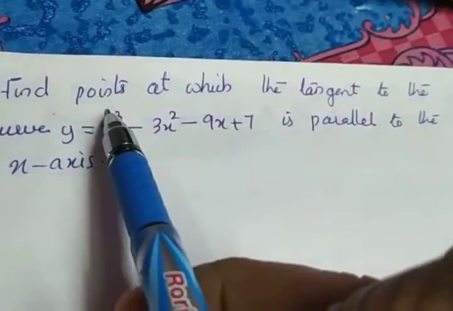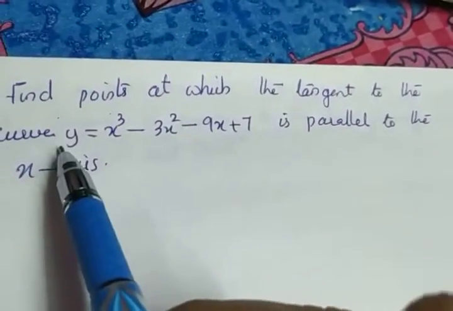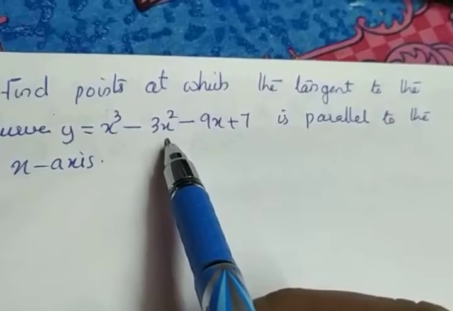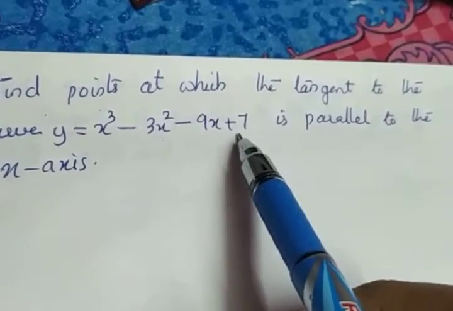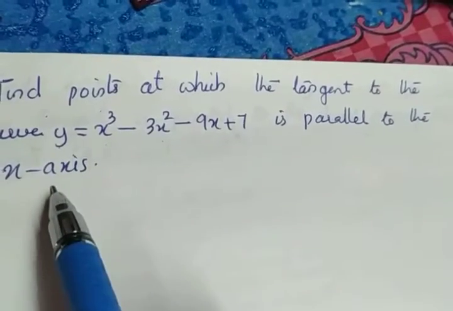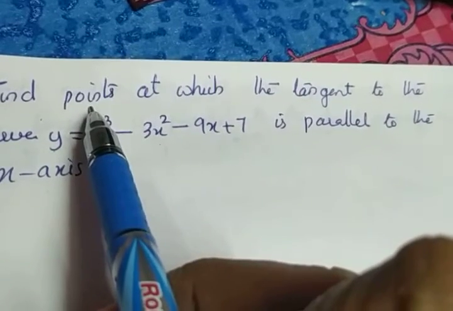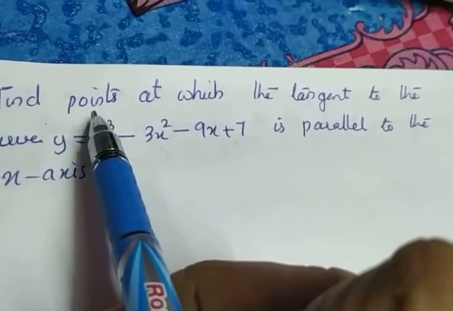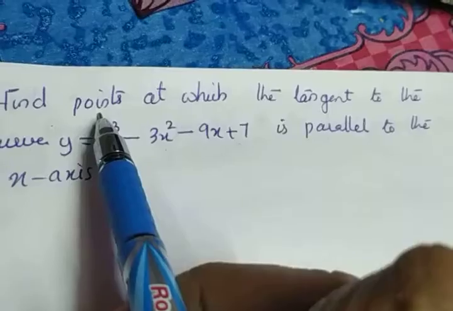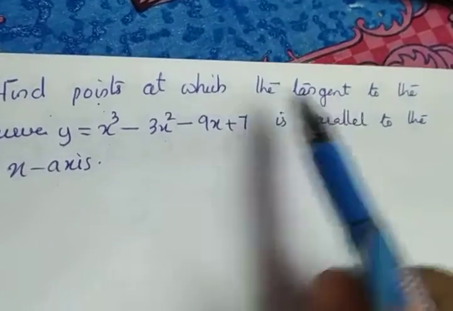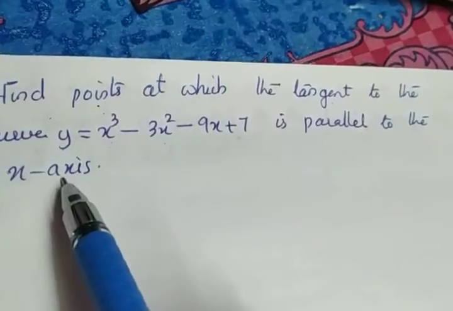Next one, find points at which the tangent to the curve y equal to x cube minus 3x square minus 9x plus 7 is parallel to x-axis. We have to find the point. To find the point means we have to find the x coordinate and the y coordinate. Okay, and it is given that the tangent to this curve is parallel to x-axis.